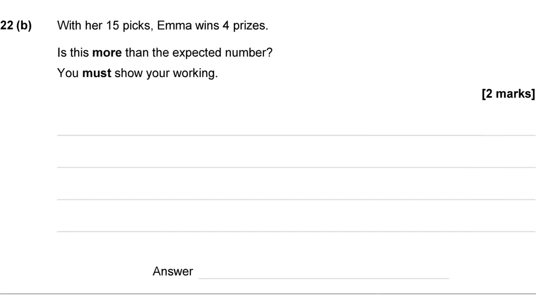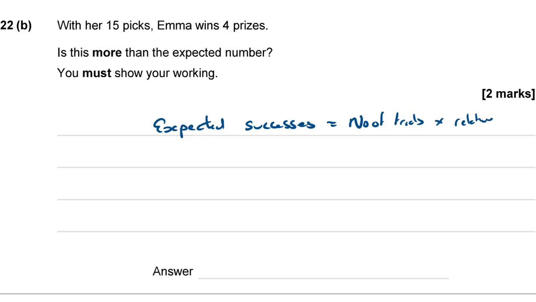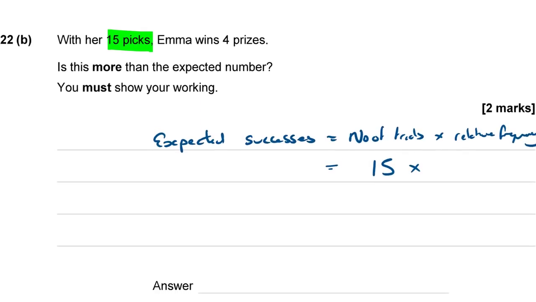It's my advice. 22B, with her 15 picks, Emma wins 4 prizes. Is this more than the expected number? You must show your working. Okay, well, when you have a competition like this, we're talking about relative frequency. And with relative frequency, we say that the expected successes is equal to number of trials times relative frequency or probability of success. So number of trials then is the number of times that she picks from the tub, which is 15. And the relative frequency then is our probability that we worked out, 120 over 600.